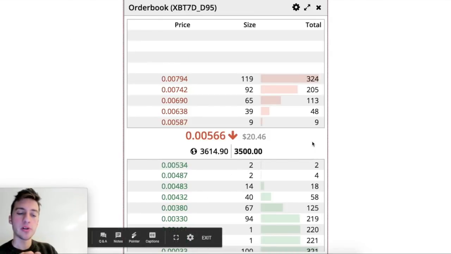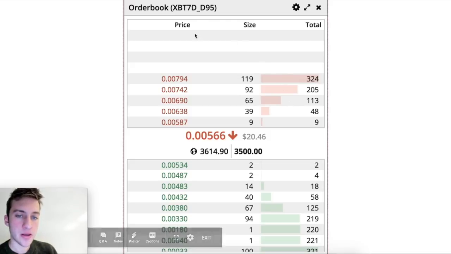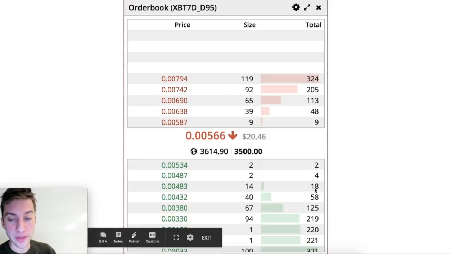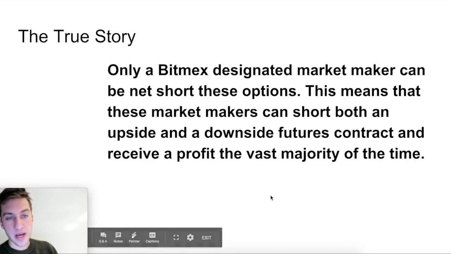And this is what the order book looks like if you wanted to buy a downside or an upside contract. So for downsides, you could buy at these prices here. And each number is 0.1 XBT, as you can see. So this would be 1.8 Bitcoin, this is 4.8 Bitcoin, and so on. Don't buy these.